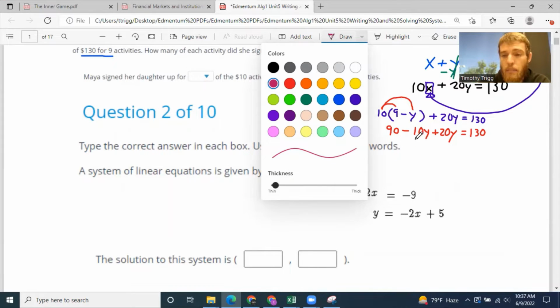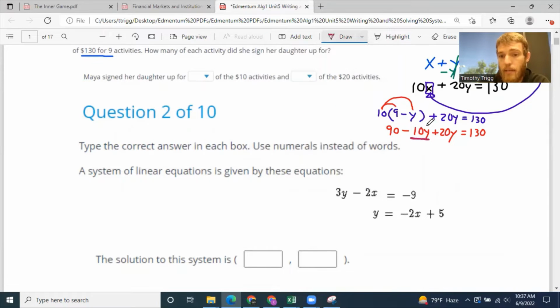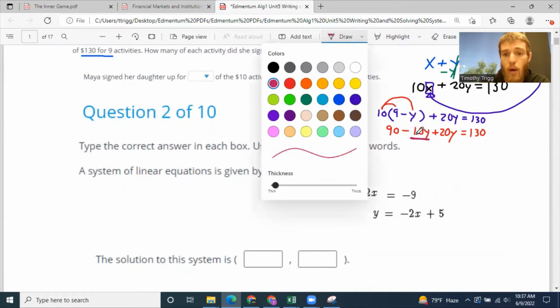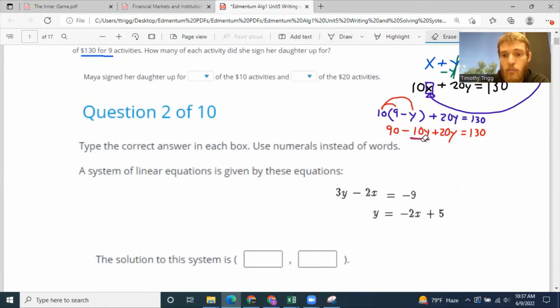Now, can I combine anything here on this left side? Well, yeah, we can combine this negative 10y with this positive 20y. Those combine to give you 10y, don't they? Negative 10y plus 20y, so it'll be 90 plus 10y.